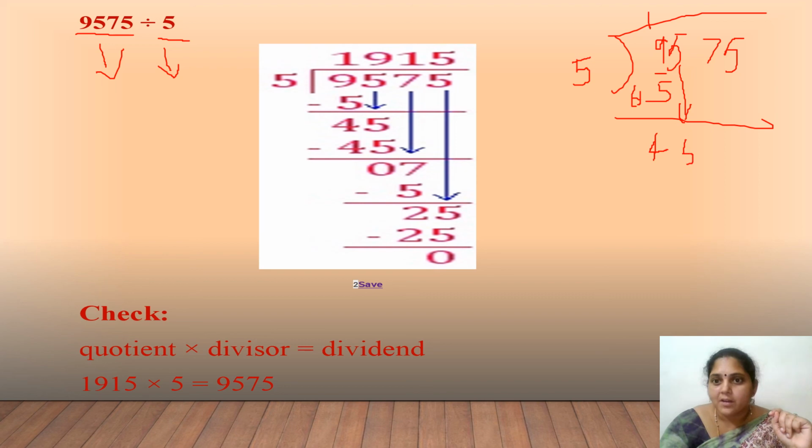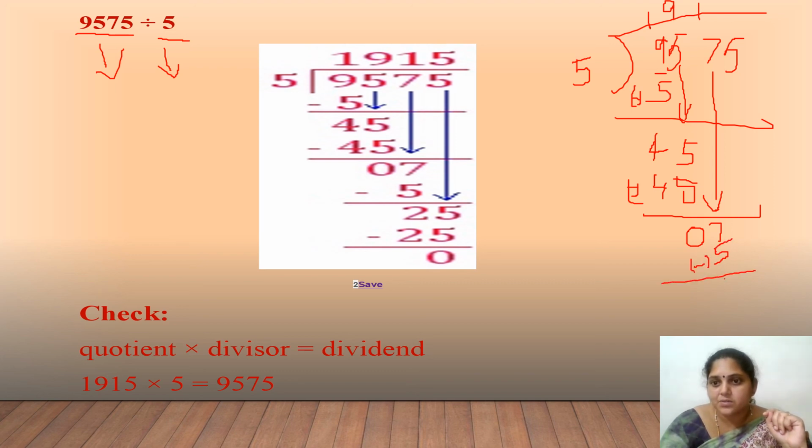So I got 45. What will be nearest number for 45 in 5? 5 nines are 45. When I am subtracting 45 minus 45, what will be the answer here? Your remainder, it is 0. So 0 is less than 5. What you have to do? You have to bring down the number 7. So what is the nearest number for 7 in 5 table? 5. How many times? 1 time. 5 ones are 5. So what is your balance here? 7 minus 5, it is 2.